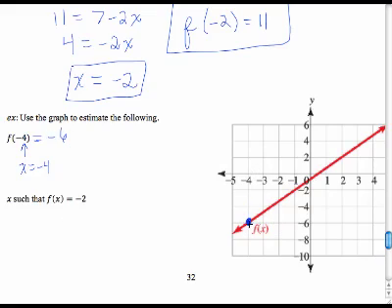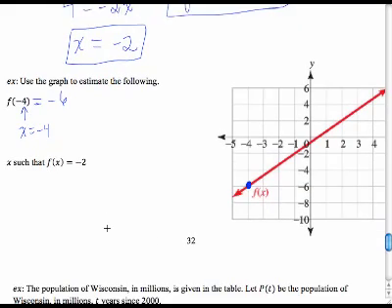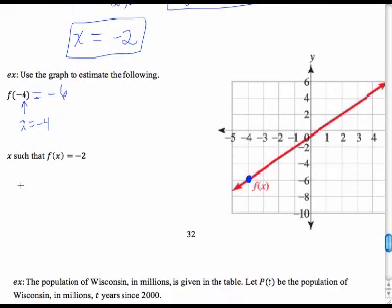Or you can go backwards and say, what is the x such that f of x equals negative 2? That means where does y equal negative 2? Well, here's y equals negative 2, and the function is right there. So it looks like when x is negative 1, y is negative 2. Or you could say f of negative 1 equals negative 2.